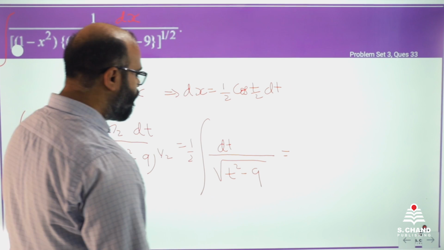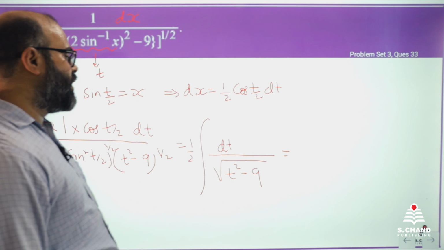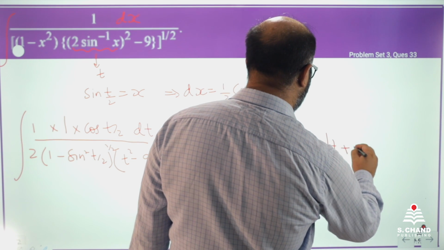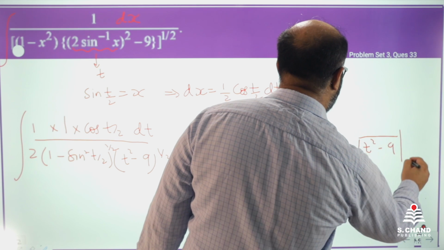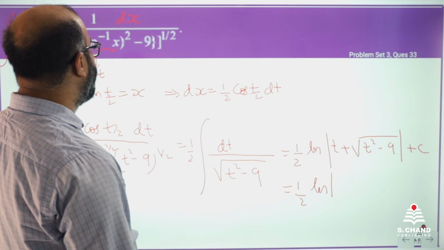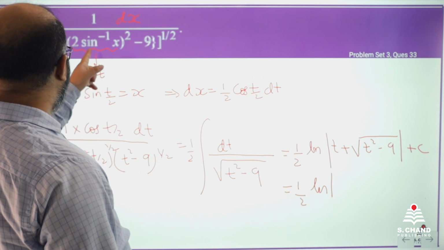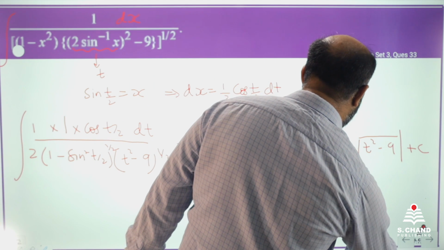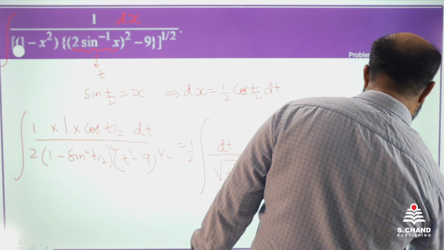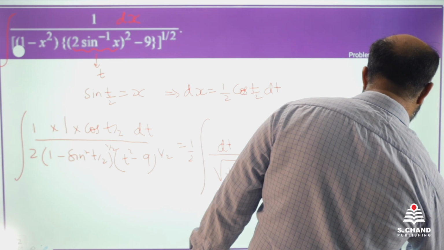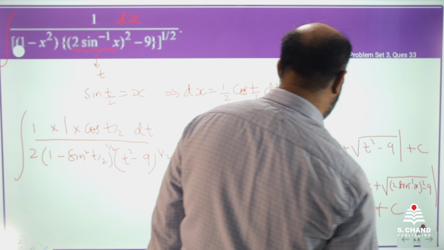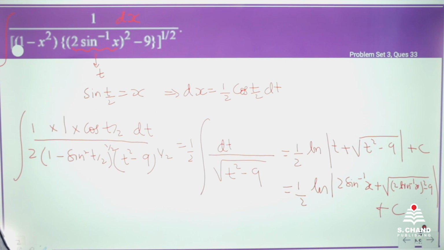Now there is a formula of 1 by root over x square minus a square, which is log of mod of x plus root over x square minus a square plus c. So this is 1 by 2 log of mod of t plus root over t square minus 9 plus c. Now t is actually 2 sine inverse x. So it is 1 by 2 log of mod of 2 sine inverse x plus root over 2 sine inverse x whole square minus 9 plus c. So this is how we can write it.